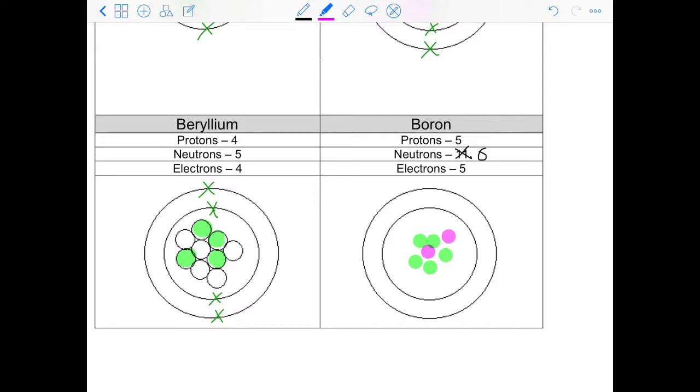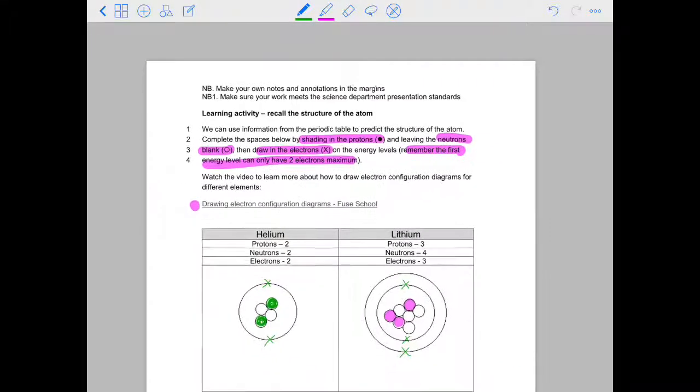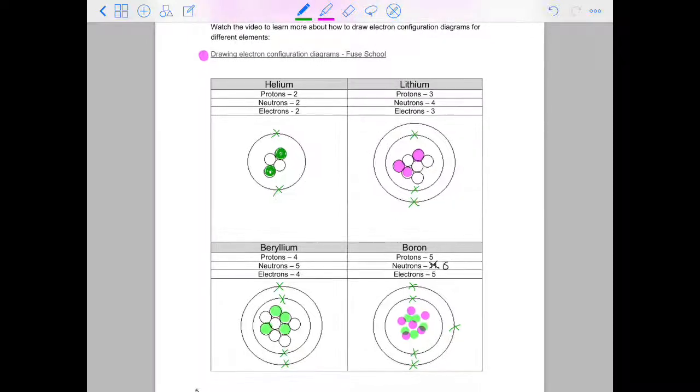So 1, 2, 3, 4, 5, 6 neutrons, and then we have the 5 electrons. So again, 2 in the first energy level, and then I have 3 left, and the second energy level can hold up to 8, so it can fit all 3. All right, so hopefully you have those 4 done. I'll leave it there for a bit so you can have a look, go back and correct it, and then we'll move on to the next page.